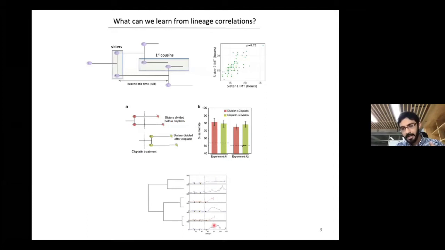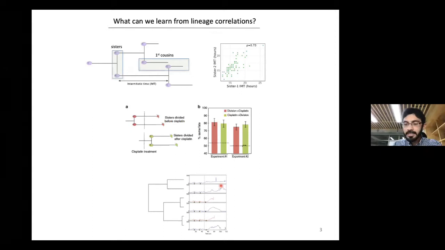So that's the curves that you see over here, right? And you can again look at cells that have different end fates. So the red curves are cells that died, the blue curves are cells that survived. And you can start asking what kind of correlations are there in the dynamics.